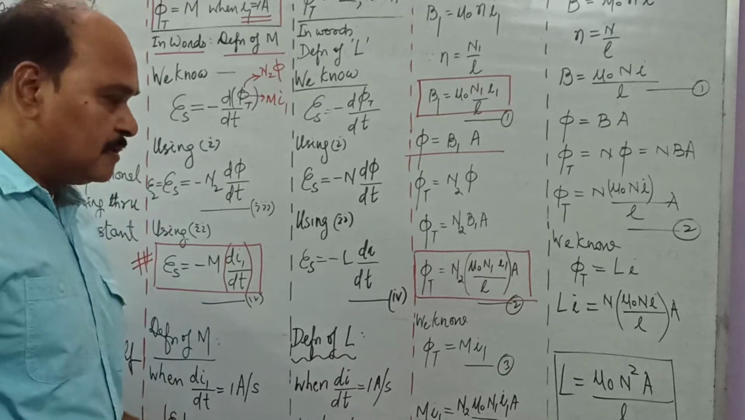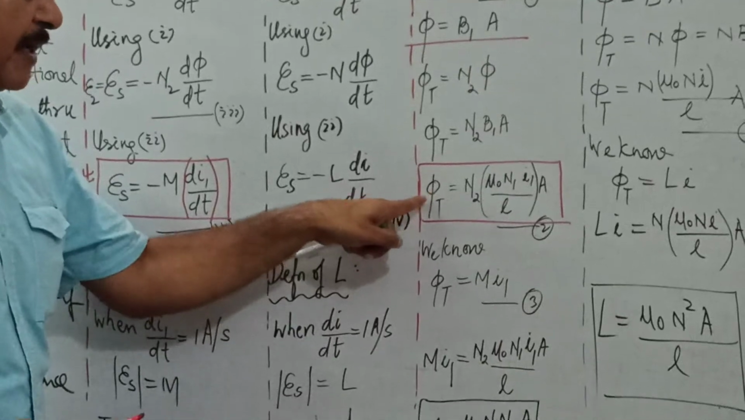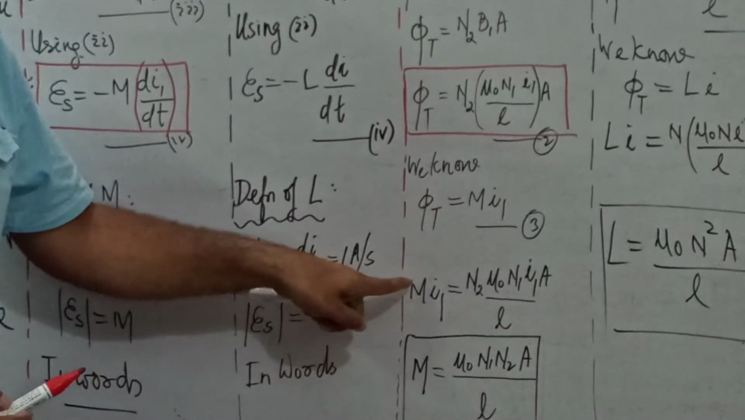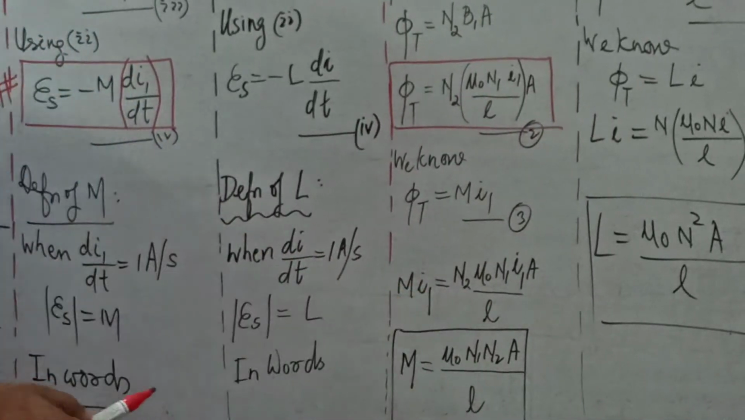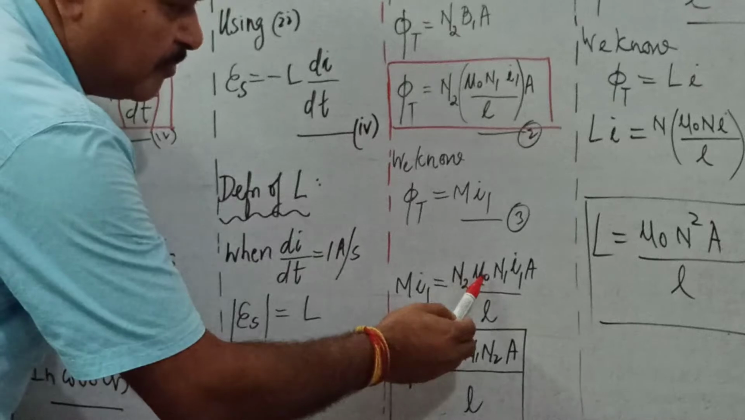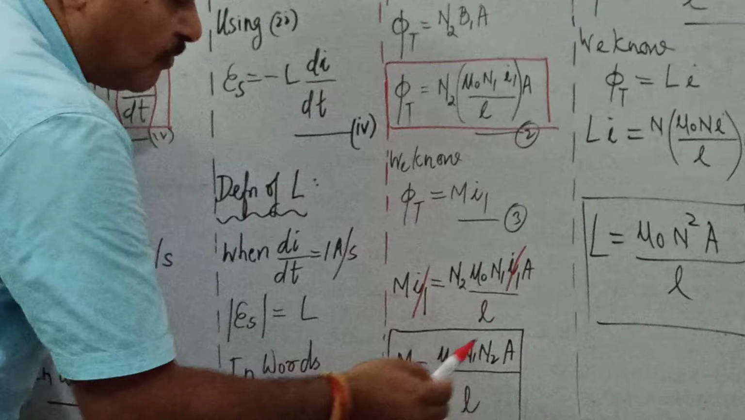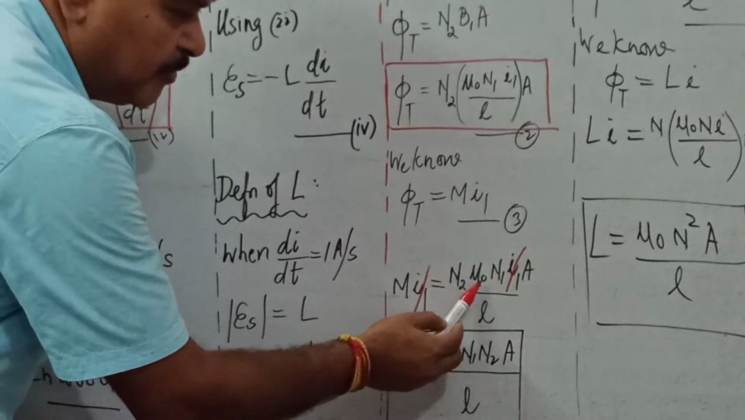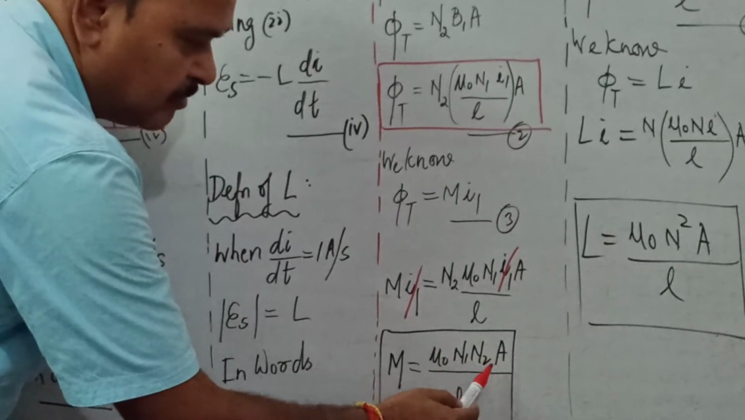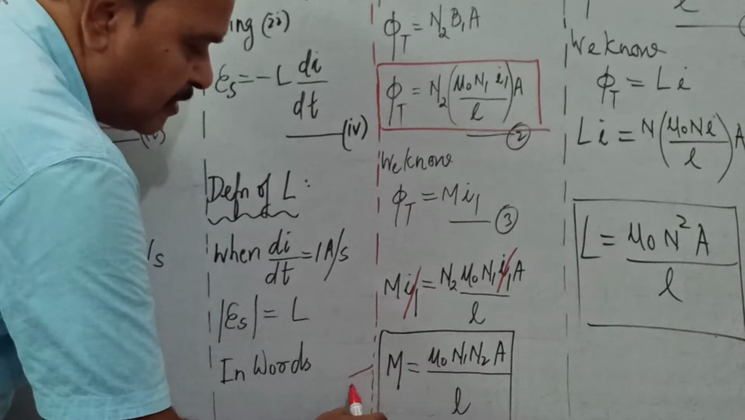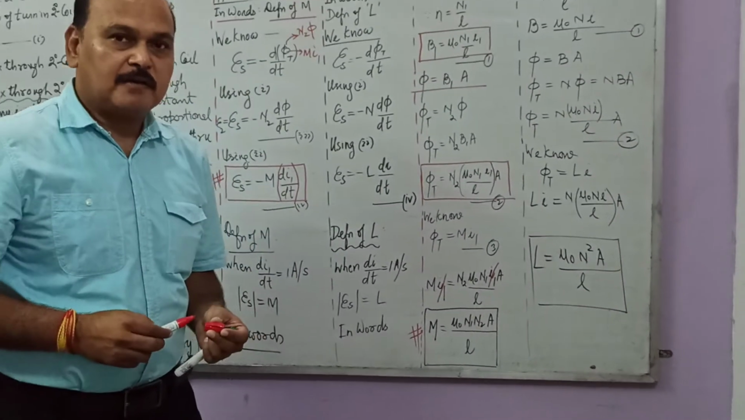We already know that total flux is equal to M times I1. So if we substitute for the total flux, M times I1 is equal to what? This whole quantity on the right hand side. So what do we see? M I1 is equal to N2 mu naught N1 I1 A upon L. This I1 cancels out. So what are we left with? M is equal to mu naught N1 N2 A upon L. This is the formula for M, that is the coefficient of mutual induction of the coils.